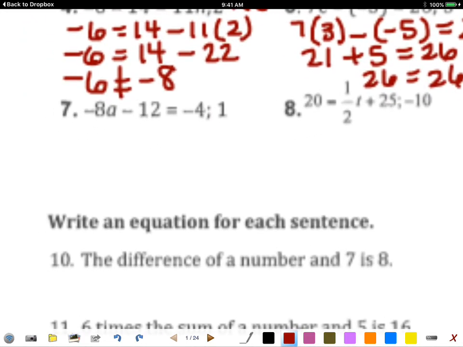Okay? Number 7, plugging in 1. Negative 8 times 1 minus 12 equals negative 4. I'm going to do these last 3 on my own here. You do them on your paper, and then you can check them with me. I'm going to work them. I'm just not going to talk through it.